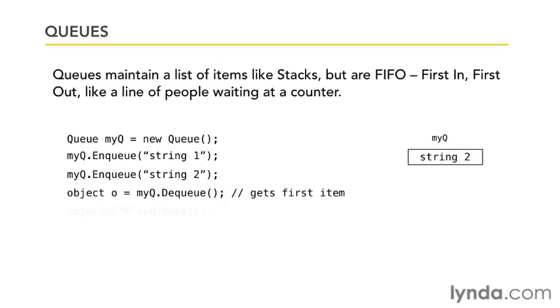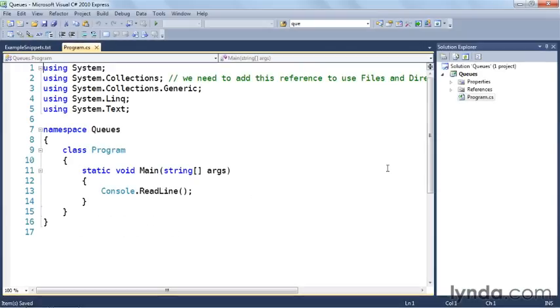And just like using stacks, I can do things like peek, and peek is non-destructive. In other words, it doesn't actually take things off the queue. It just shows me what's at the front of the queue. In this case, it's now string 2. And also, like stacks, I can use the count property to see how many items are actually on the queue. So since they're so similar to stacks, let's just go ahead and waste no time and get over to the code so we can see this working in action.